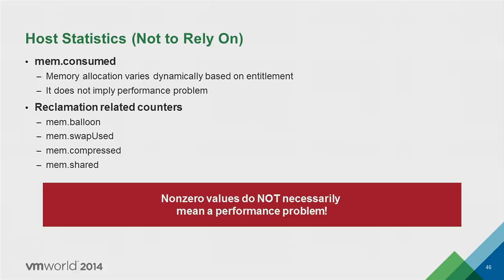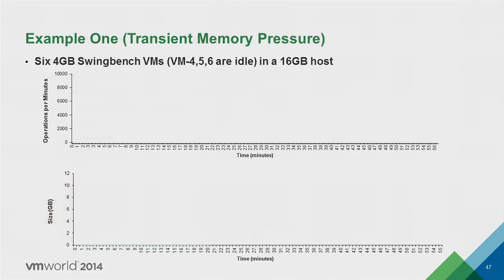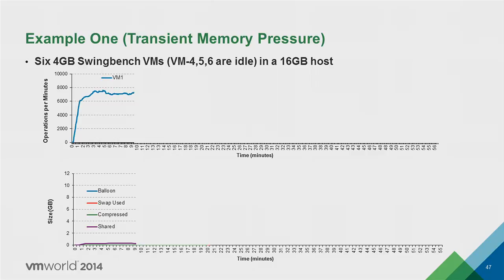Now, I will show you an example. In this particular example, I run six 4 GB SwingBench VMs on a 16 GB host. VM4, 5, and 6 are idle, so I'm not going to show these VMs in the figure. In the top figure, I show the operations per minute of each individual VM, and in the bottom figure, I show the values of these four reclamation-related counters.